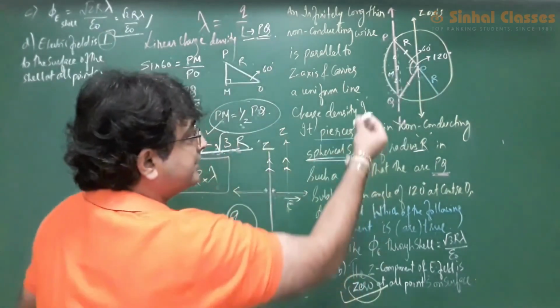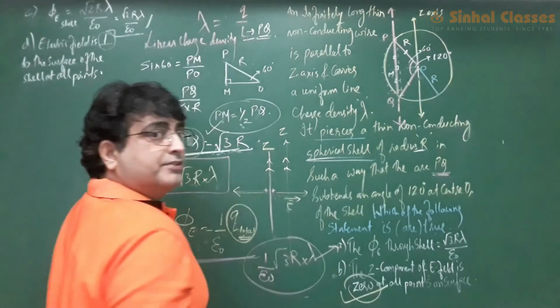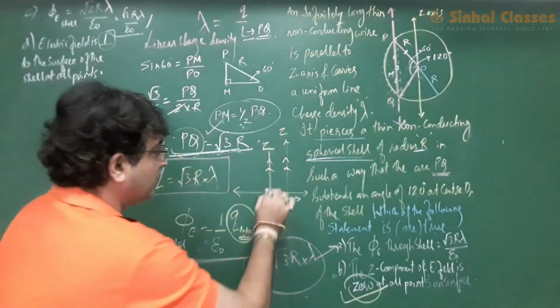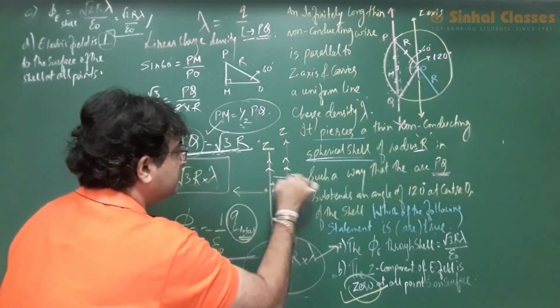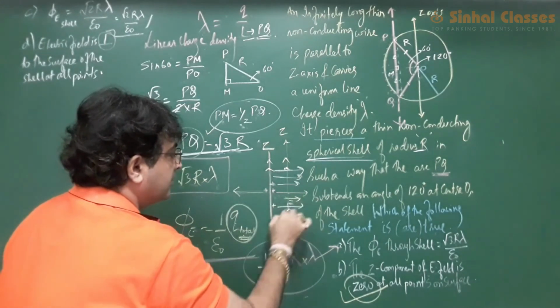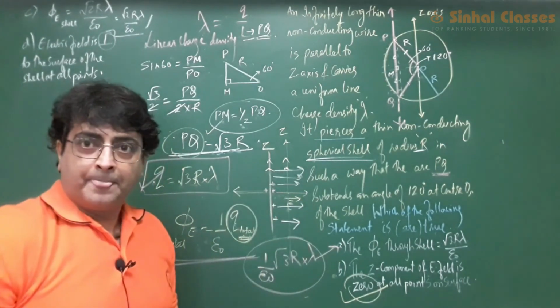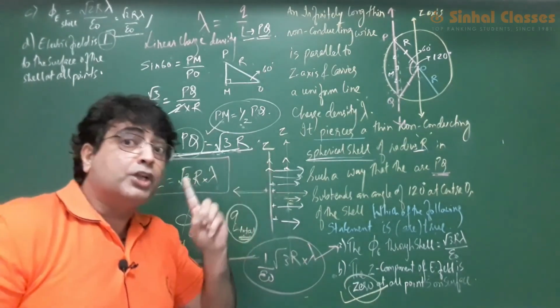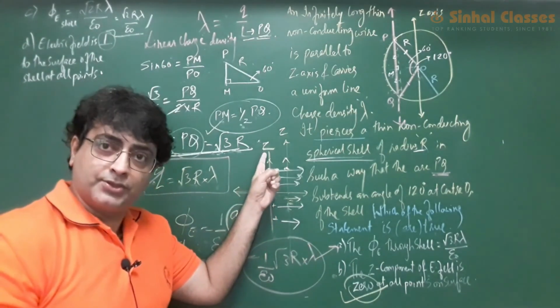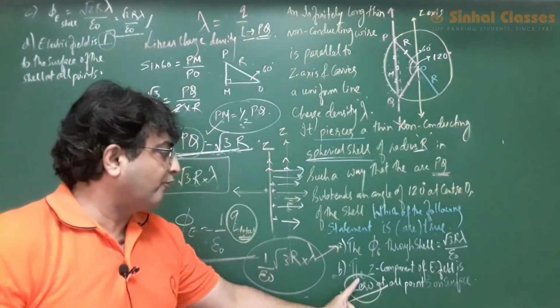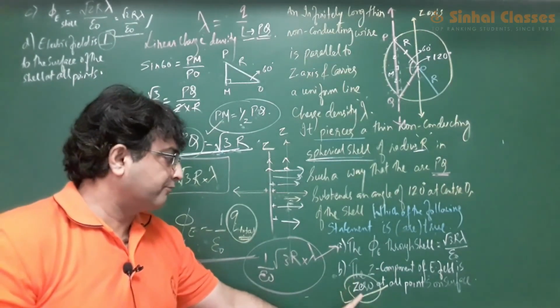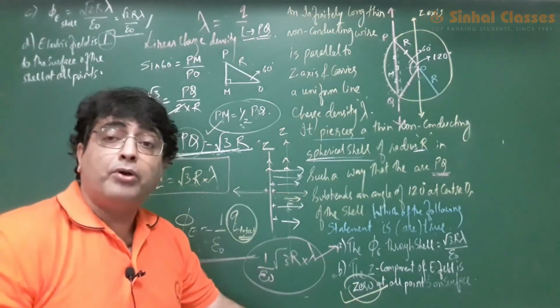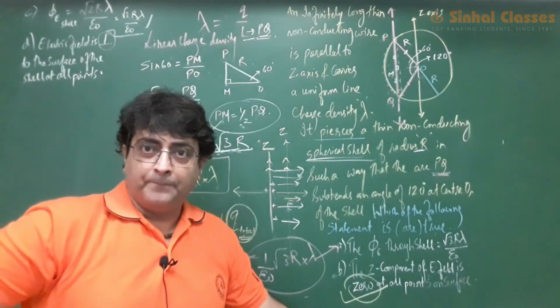So electric field कौन से direction में होगा? Sir, perpendicular to the surface. I can look at the lines of forces. These are all the electric lines of forces. So now, do you find electric field lines along the z component? No, it's not along the z axis. That is why we went for option B: the z component of electric field is 0 at all points on the surface, students.